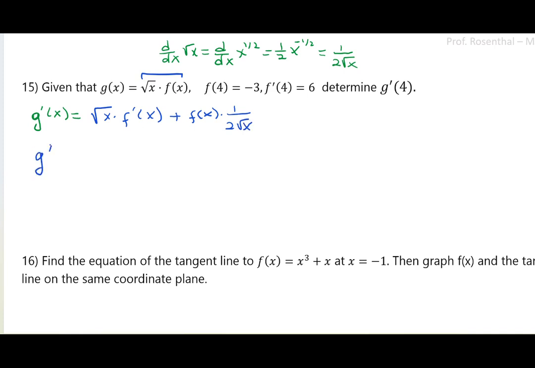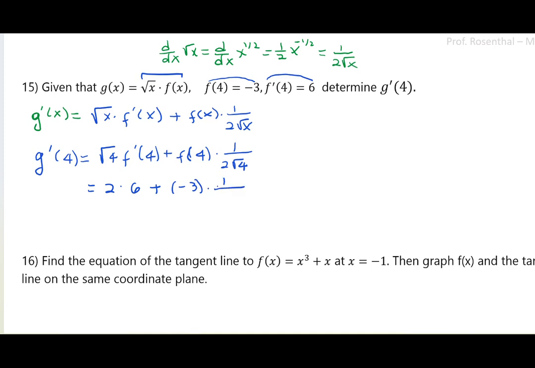Now I want to know what happens at the point 4. So everywhere I see an x, I'm going to plug in a 4. I'll simplify it later. Square root of 4 times f prime of 4 plus f of 4 times 1 over 2 root x. Oops, instead of x, I better put a 4 in there as well. Okay, now let's simplify. Square root of 4 is 2. f prime of 4, that was given, right? 6. So 2 times 6, plus f of 4, also given as negative 3, times 1 over 2 root x.